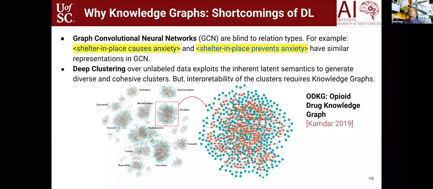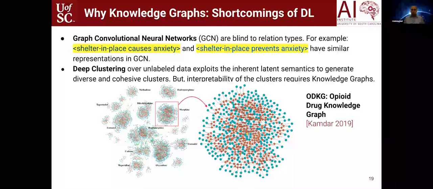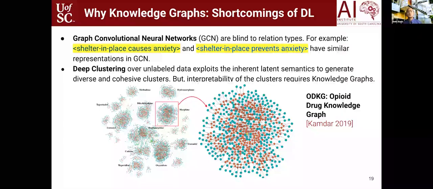Here, I'm taking one very specific issue, that of the representation of relationships. Clearly, shelter in place causes anxiety and shelter in place prevents anxiety are entirely different things. An employee owning a stock in a company and an employee working for the company are entirely different things. These are different relationships tying the same pairs of entities. Today, if you see a general deep learning algorithm such as a graph convolutional neural network, it would not be able to identify these, or their internal representation would not distinguish between these two types of relationship.